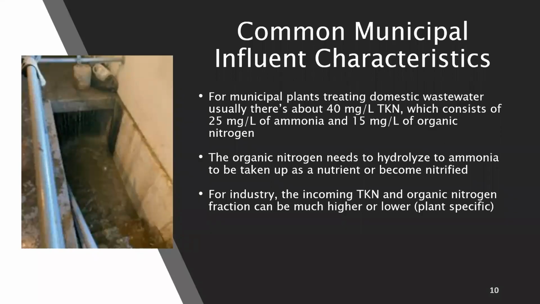their metabolism. If we look at most municipal, kind of your standard domestic wastewater treatment plant, there tends to be about 40 milligrams per liter of TKN, which ends up generally being about 25 milligrams per liter ammonia, and then another 15 milligrams of organic nitrogen, which is eventually converted to ammonia, and then it's available for the bacteria. So that organic nitrogen is not readily available, but it eventually does become available. So for industry, the incoming TKN and organic nitrogen fraction can be much higher or lower.